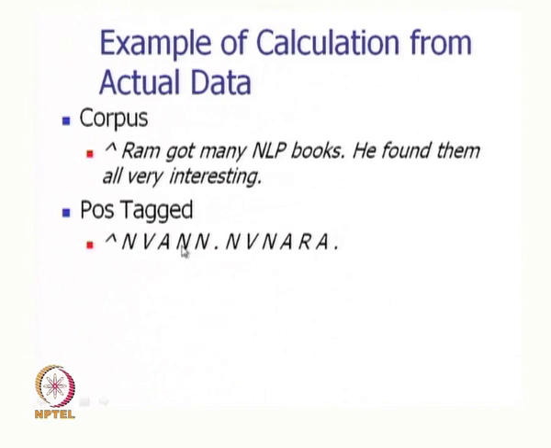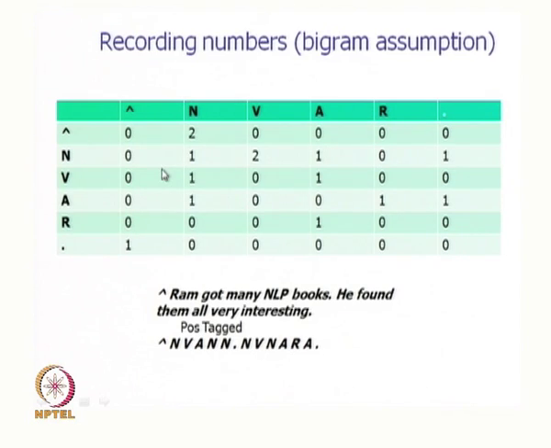So, suppose this is the corpus and we need to find out the probabilities P(T_i | T_{i-1}) and P(W_i | T_i). That means, the probability of a word given the tag at a particular position and the probability of a tag given the previous tag. So, the question is how do we find this out? When you go to the next slide, we find that we can record the numbers with respect to the bigrams.